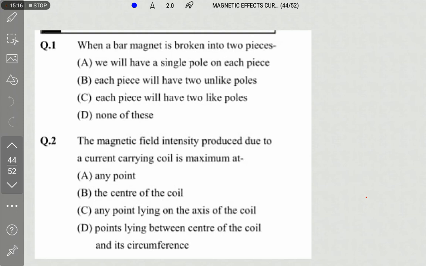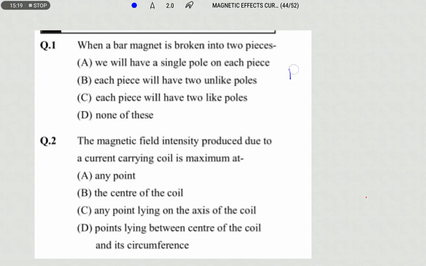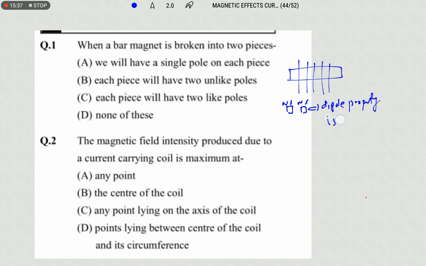When a bar magnet is broken into two pieces or a number of pieces, each small piece again contains a north pole and a south pole. This property of the magnet is known as dipole property. So we cannot separate the poles of a magnet. Isolated poles never exist. Each piece will have two unlike poles; each piece will have two like poles; we will have a single pole? Single poles are never possible. Two unlike poles is possible, this is not possible. Option B is the correct one.